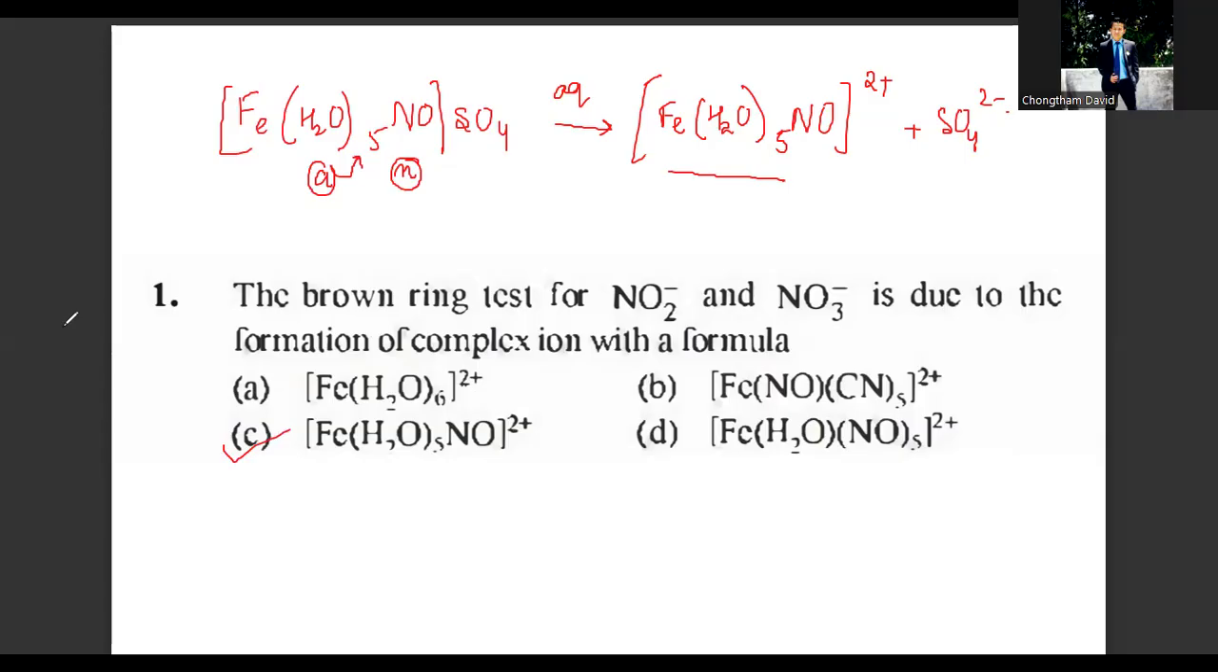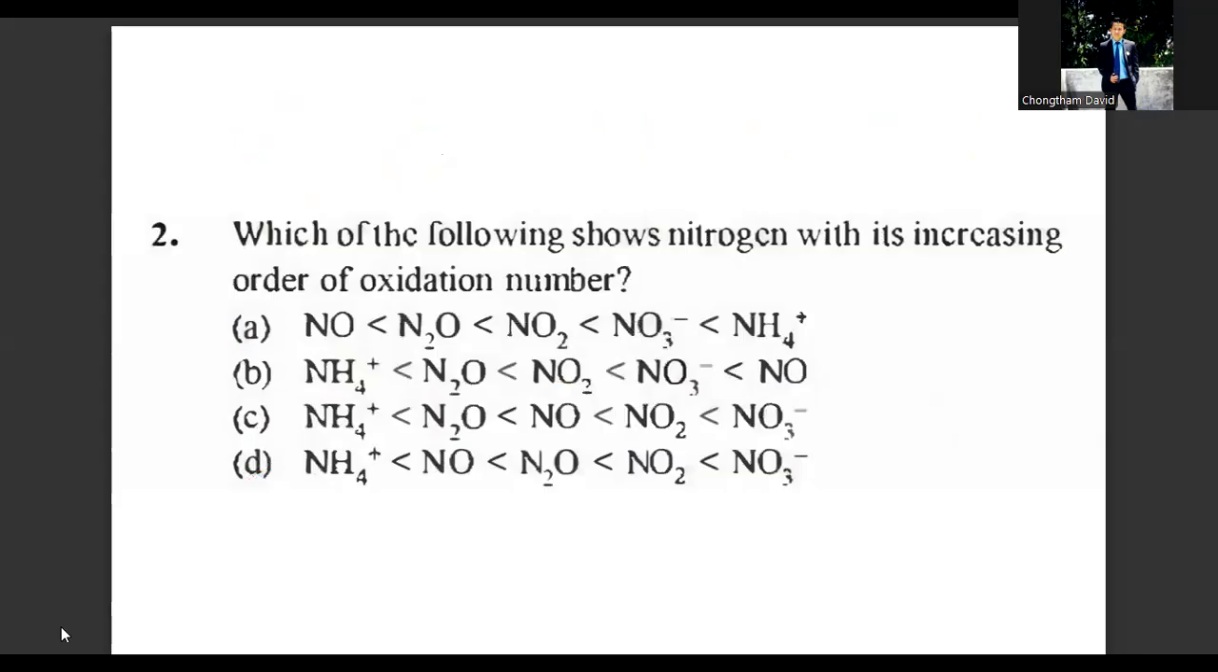Let us read question number 2. Moving on to question number 2. Which of the following shows nitrogen with its increasing order of oxidation number? Now, to answer this question, I'm going to show you a table here. Let us put up a table, compound in the first column and the oxidation state of the central atom in all the cases, which is your nitrogen, right?